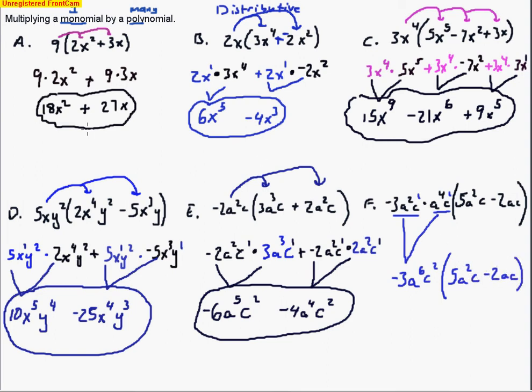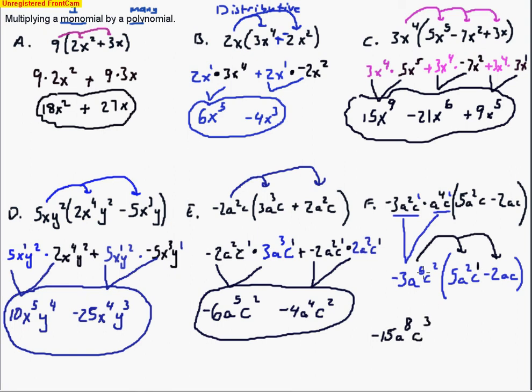And so now it becomes a problem just like we had solved before. So we're going to take this monomial and multiply it over that subtraction. So here, let's see if we can do this all in one step. Negative 3 times 5 makes negative 15. And then let's count up the a's. You got 6 a's here, and you got 2 a's here. So that makes a total of 8 a's. Let's count up the c's. You got 2 c's here and 1 c here. So that makes a total of 3 c's.